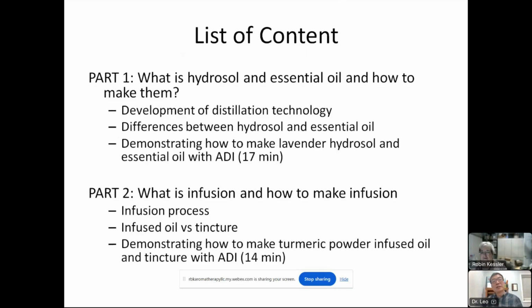The list of the content. There will be generally two parts. In the first part I focus on the hydrosol and essential oil and how we make them. I will go a little bit into its history, the development of the technology, and the difference from the chemical view, the chemistry angle, between the hydrosol and essential oil. And I will give a little demonstration. I will show a video I recorded already, using the ADI to make lavender hydrosol and essential oil, so you can see how people make essential oil. Even though this is small scale, the large scale works the same way.